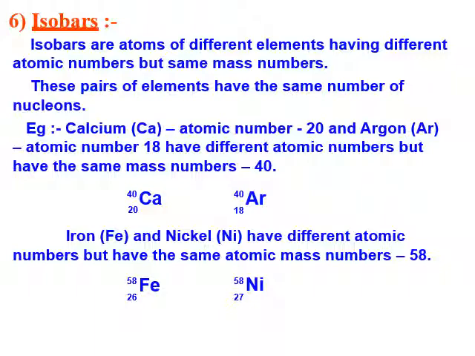Other atoms are isobars. Isobars are atoms of different elements having the same mass number but different atomic number. For example, calcium and argon. You can see calcium has atomic mass 40, argon has the same atomic mass 40, but their atomic numbers are different. Calcium has atomic number 20 and argon has atomic number 18. Likewise, the combination of iron and nickel: you can see both iron and nickel have atomic mass 58, but the atomic number of iron is 26 and of nickel is 27. So they are isobars.